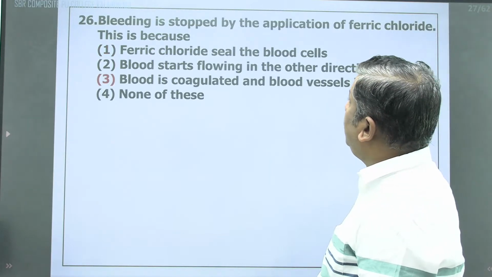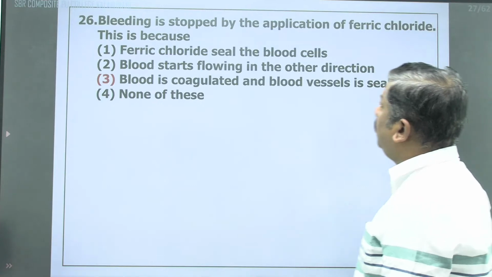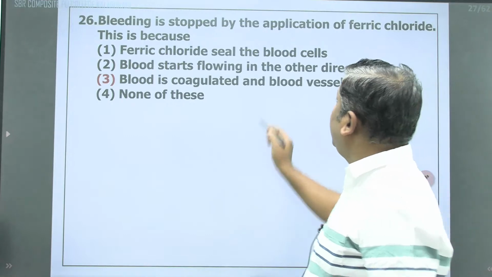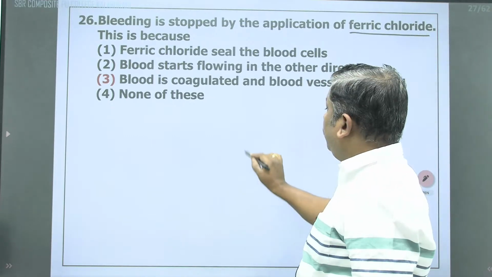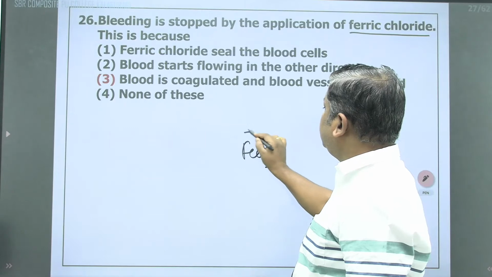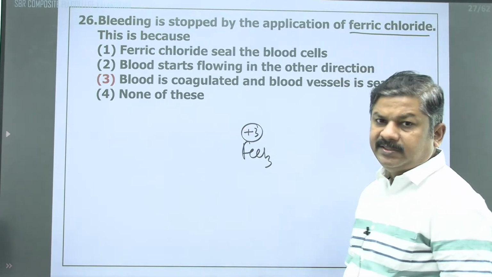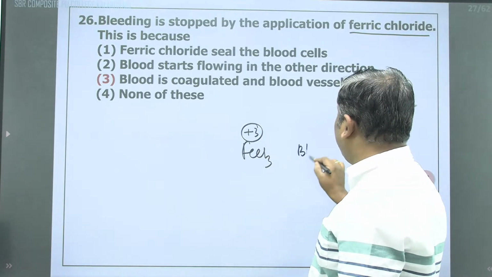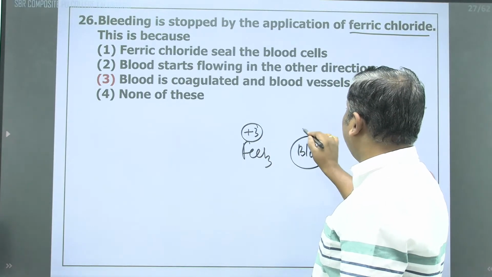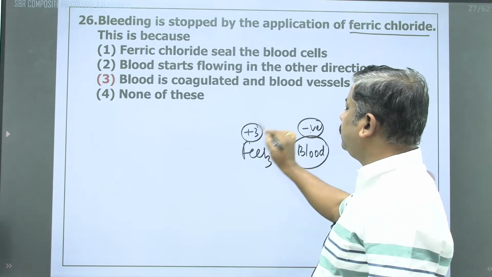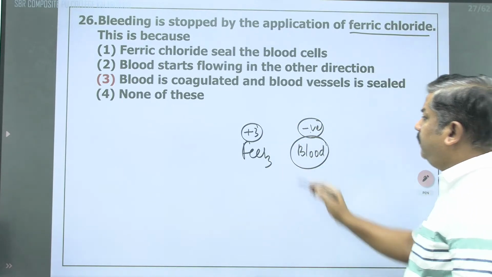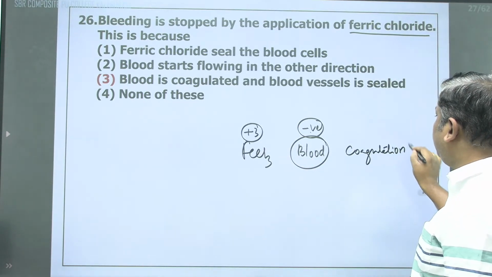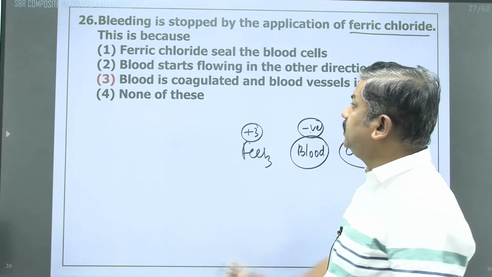Question number 26. Bleeding is stopped by the application of ferric chloride. This is because wherever bleeding takes place, it can be stopped by ferric chloride. Ferric chloride is a substance which consists of an active ion, Fe+3. This Fe+3 coagulates with the blood particles, which are negatively charged. When these negatively charged blood particles coagulate with the positively charged Fe+3, the process of coagulation takes place. Whenever coagulation takes place, bleeding completely stops.